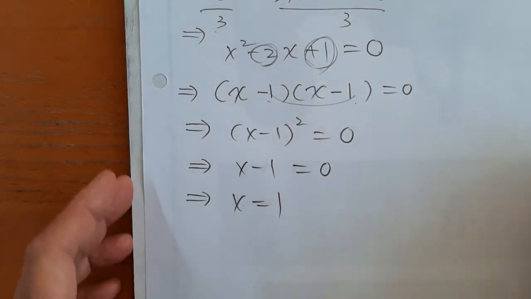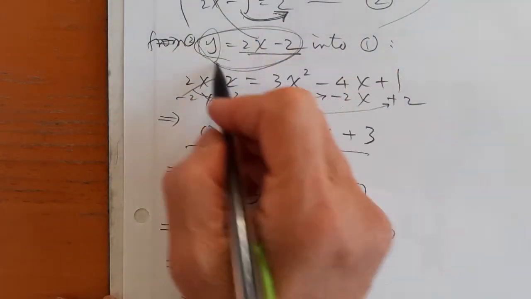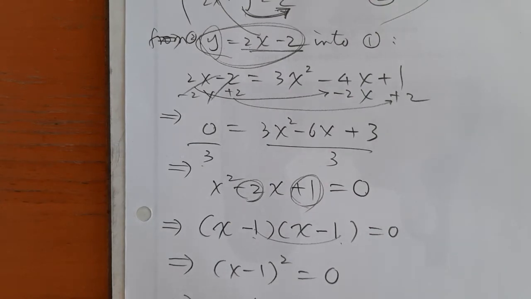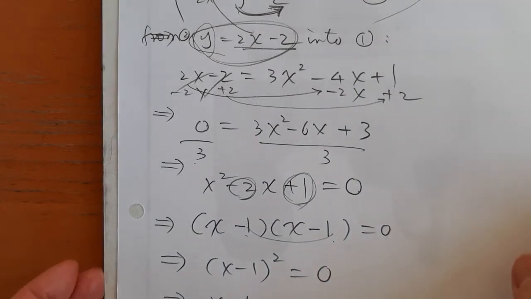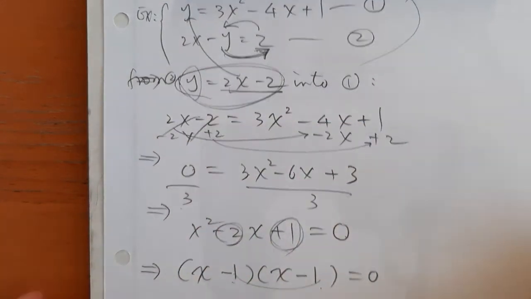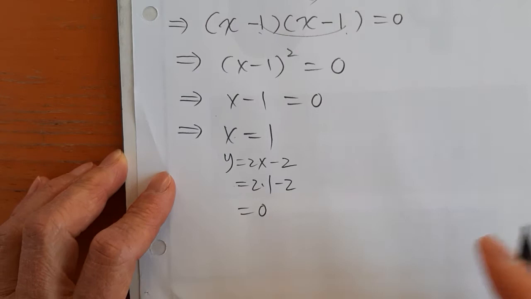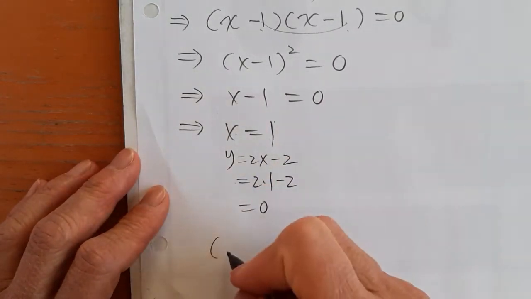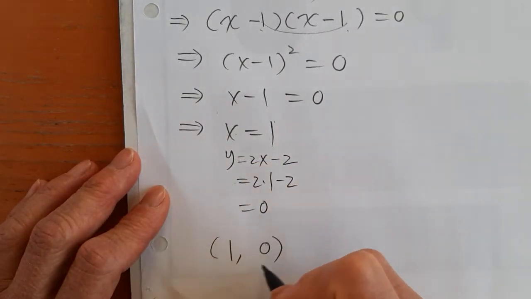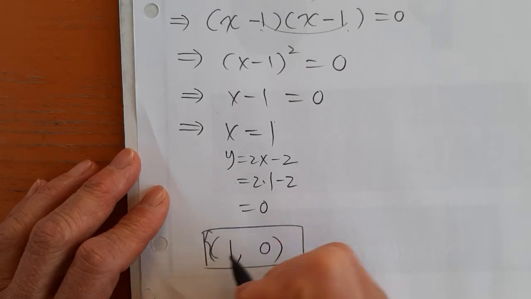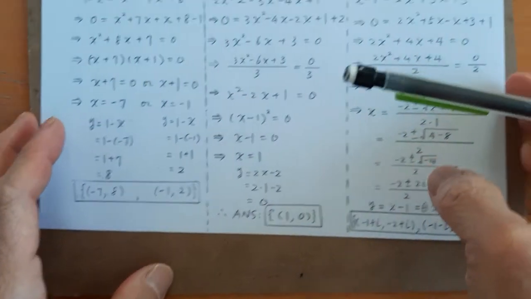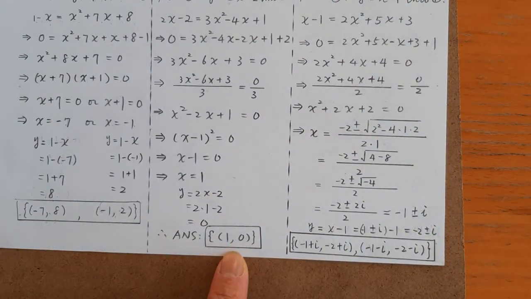x equals 1, then you plug it into y. y is 2x minus 2. Plug it in. So you get 2 times 1 minus 2, which is 0. Then your answer: x coordinate is 1, y coordinate is 0. And that's only 1 point. Only 1 point as the solution. So it's over here, 1, 0.